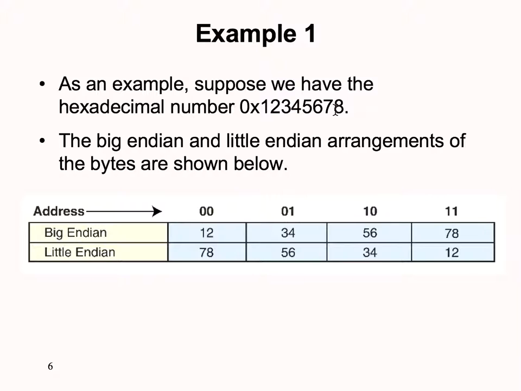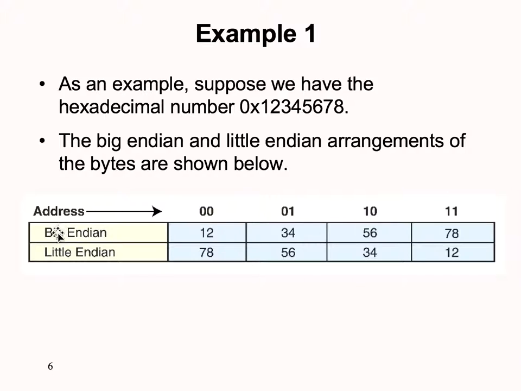This hexadecimal value is stored in memory as shown in the table below, with the big endian and little endian arrangements. You can see that the addresses are in the first row: 00, 01, 10, and 11.